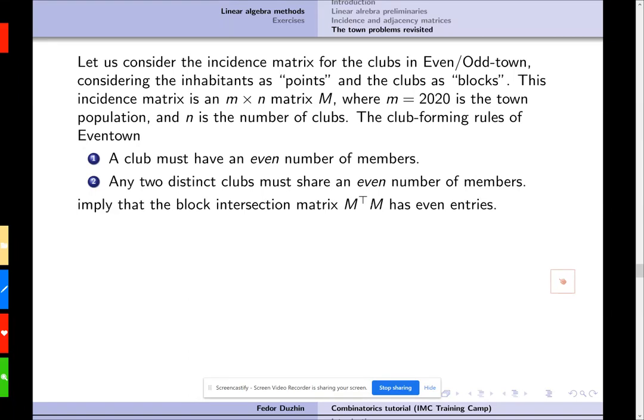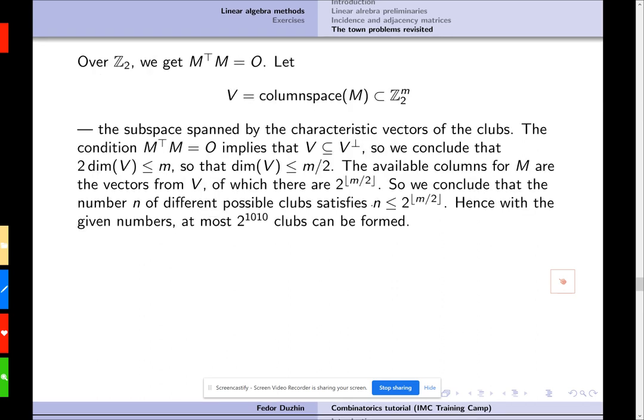Okay, so let us revisit our story about Oddtown and Eventown. So first, Eventown. A club must have an even number of members, and any two distinct clubs must share an even number of members, right? So by definition, the block intersection matrix has even entries. But if that is the case, then over the field of two elements, even numbers are just zeros in Z2. So it means that M transpose times M is just the zero matrix, right?